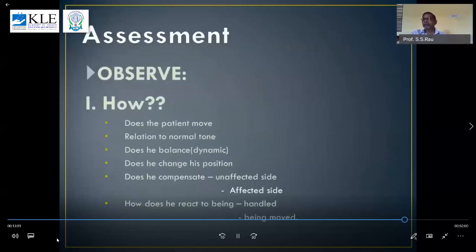Now coming to the assessment part. Obviously, any assessment begins with your observation. And what we observe when a patient comes to us is, how is the patient moving? How is that related to his normal tone? Does he have dynamic balance? Can he change his position? Or does the patient compensate by using the unaffected side or the affected side? And then how does he react to being handled or being moved? So these are things we need to do besides the normal musculoskeletal assessment that we generally do with a stroke patient.